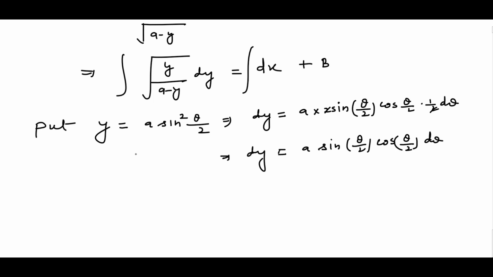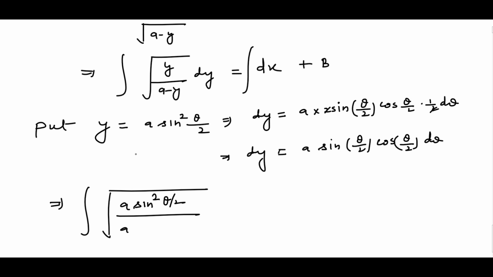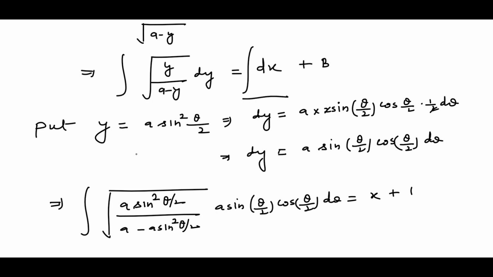Substitute the value in the above integration. It will give the integration of square root of y, that is a sine square theta by 2, over a minus y, that is a minus a sine square theta by 2, and dy, that is a sine theta by 2 cos theta by 2 d theta, and the integration with respect to x. It will give x plus b.